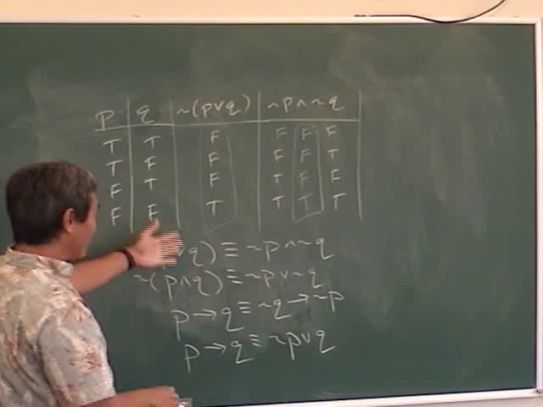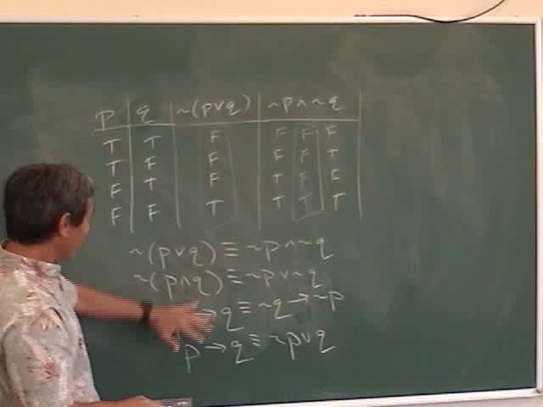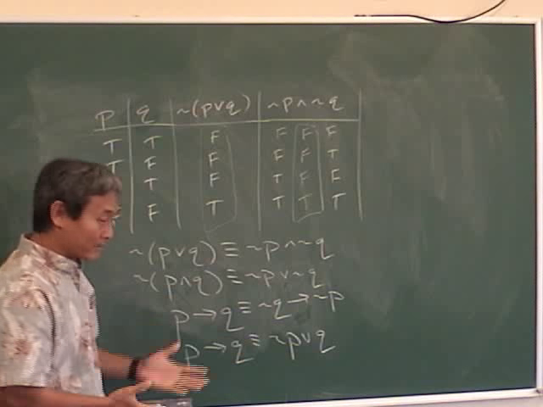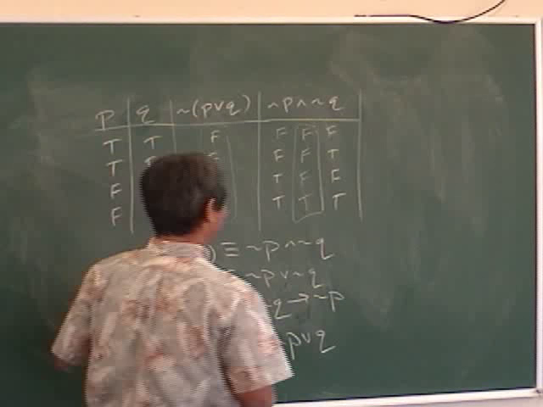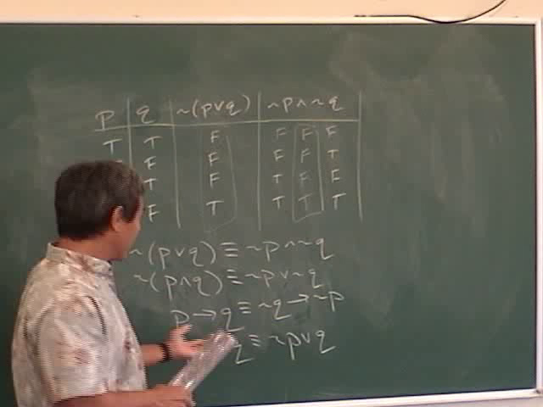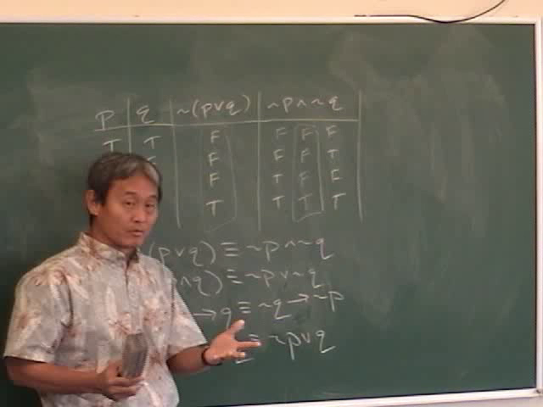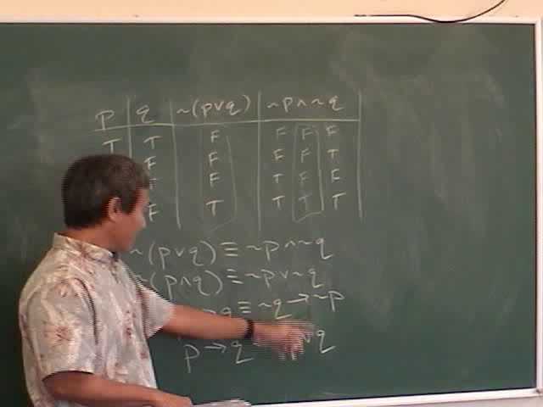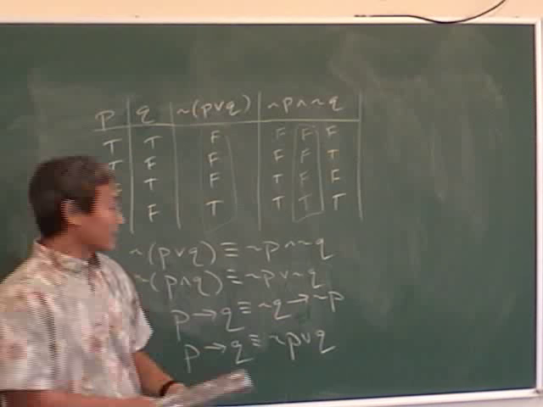Now, if you don't believe me on these, all you got to do is make truth tables, and then you will see that they're exactly the same. In fact, if somebody were to ask you to prove that statements are logically equivalent, that's what you would do. You make a truth table for this, you make a truth table for that, and show that they come out exactly the same.